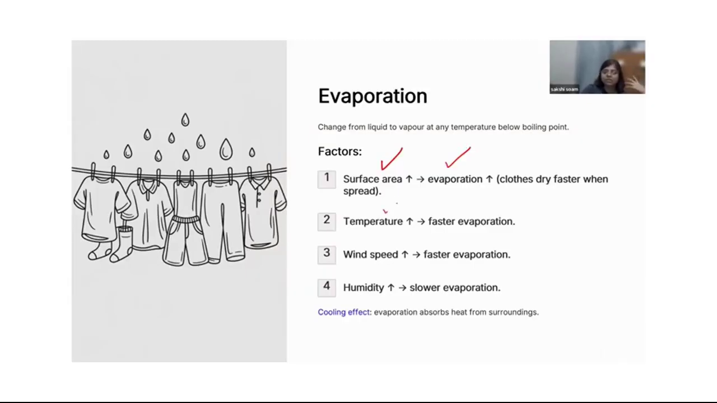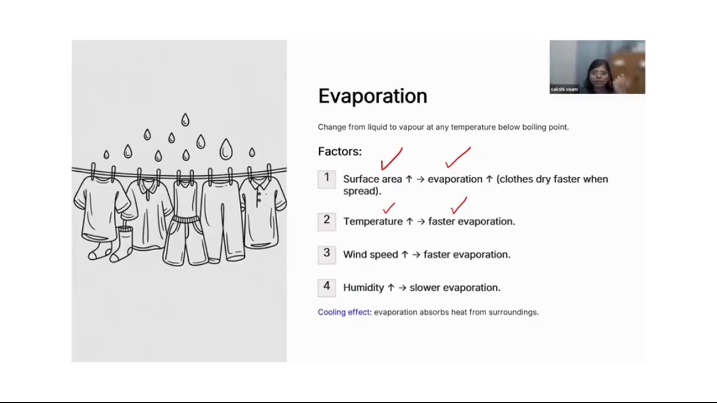If the temperature is more, the evaporation is faster. Let's say you have rice and water, or you are making Maggi and you want to evaporate the excess water. You want to increase the temperature for faster evaporation, right? Also, if the wind speed is more, the evaporation is faster.